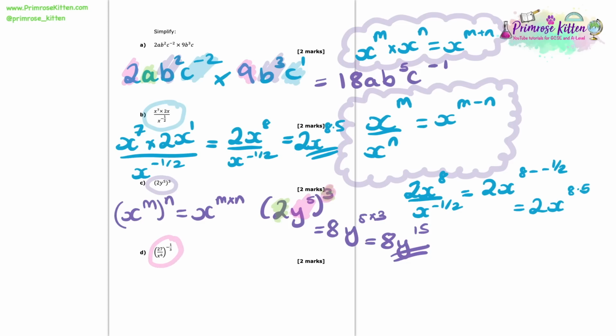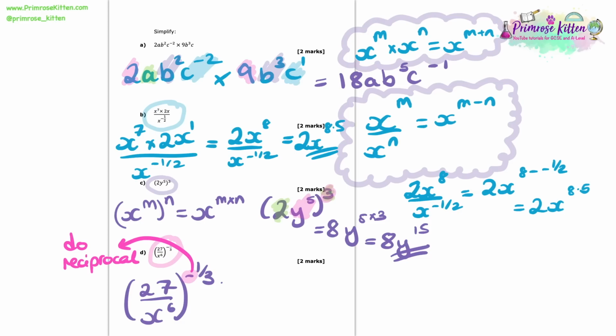Last one now, okay? So here we've got 27 over x to the power of 6, all to the power of minus 1/3. So when simplifying things like this, it's important that you know that a negative power tells us to do the reciprocal. Now when we do the reciprocal of a fraction like this, all we need to do is flip it upside down, to essentially invert it so that what was on the bottom is now on the top and what was on the top is now on the bottom. So we can rewrite this now as x to the 6 over 27. And we're just going to write it to the power of a third because we've already done the minus bit now.